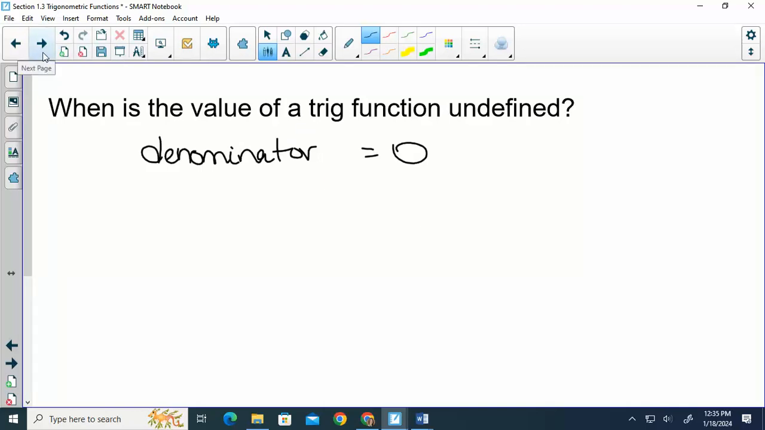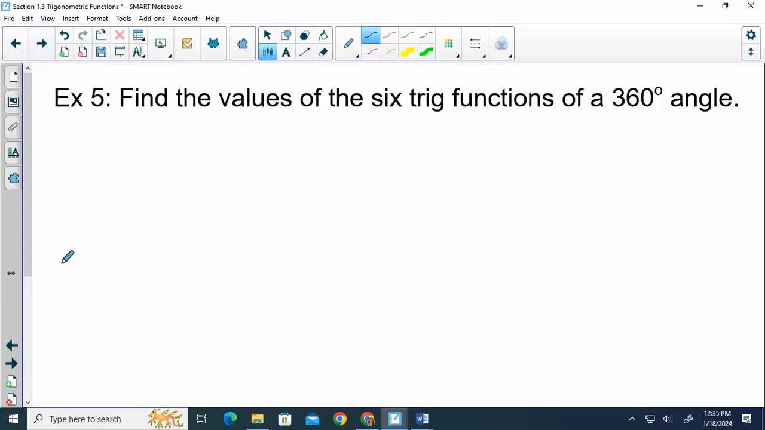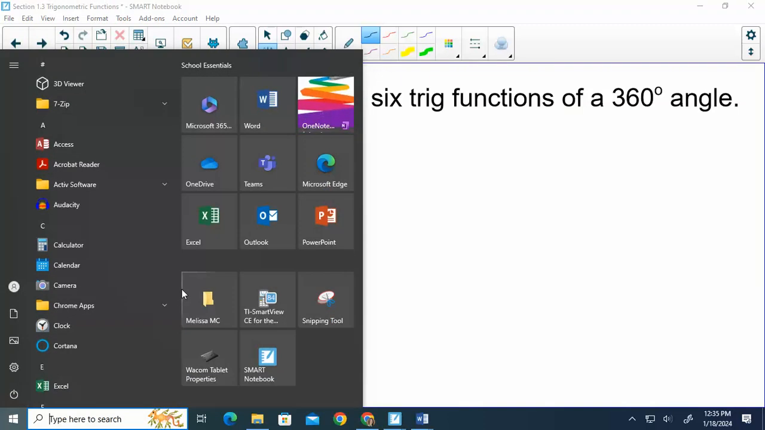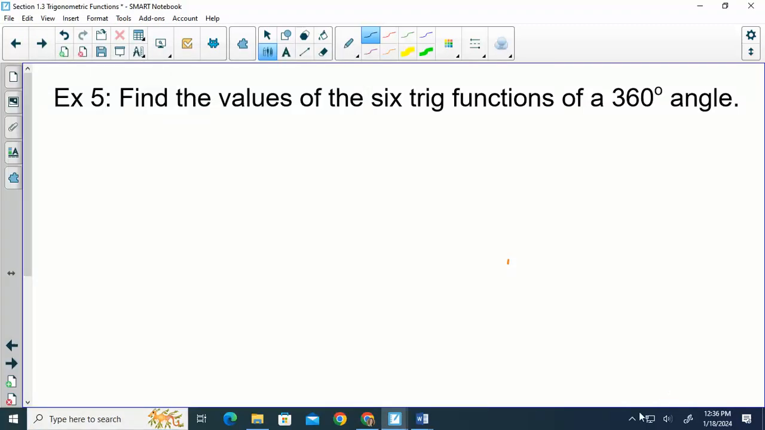So let's try one of these. Would you just do as many trig functions as you could until you got to the part where you would write undefined? Yes. So if I wanted the 6 trig functions for a 360-degree angle. Oh, also, side note, I wrote 36 degrees. Okay. So where is 360 degrees?